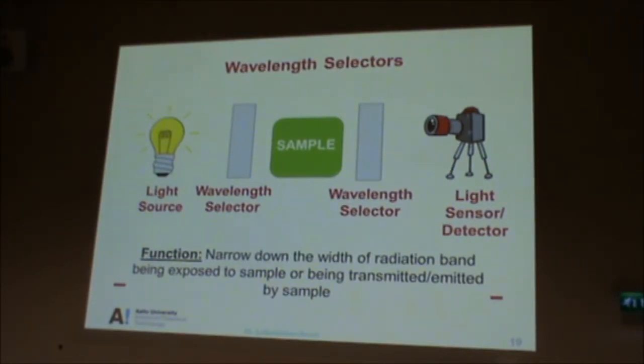The same thing applies to the wavelength selector that is after the sample. Let's say the sample is emitting a signal, and you also have the light that is coming from the excitation source. You want to filter out all the wavelengths that you don't need, and only the useful information you want to send to the detector. So the wavelength selector plays the role of narrowing down the width of radiation that is either being exposed to the sample, transmitted by the sample, or also emitted by the sample.